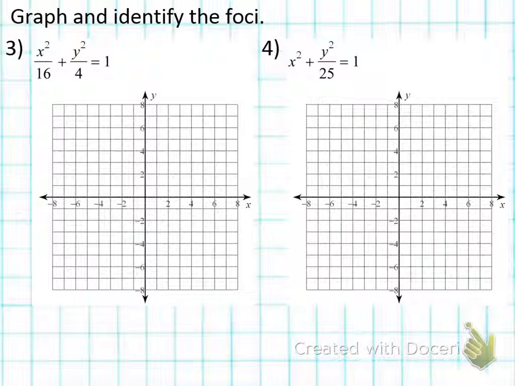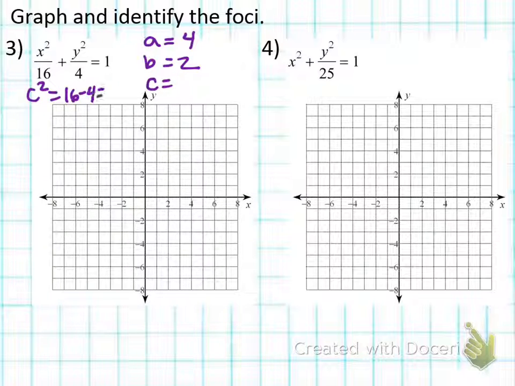All right, so then for number 3, what you're going to be doing here is the same thing. In class, I had the students identify A, B, and C on their own. So take a second and see if you can do that. Test yourself, if you are just watching the video now. So you get A is equal to 4, B is 2, and then to find C squared, you do 16 minus 4, and that gives you 12. So C is square root of 12, or 2 root 3.